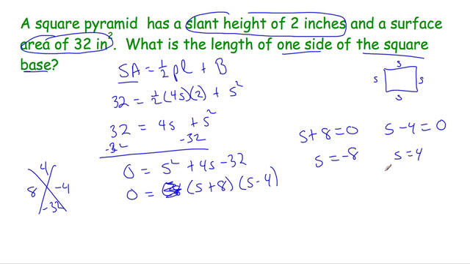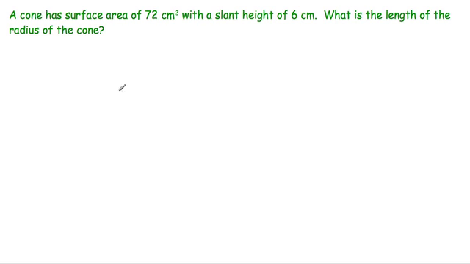Now let's talk about this. We have our two answers. Can this side be a negative? Cannot be a negative. That is not a choice that we're allowed to have. The only choice that makes sense is this positive answer right here, so we're golden. All right? Let's try another one with cones like that.